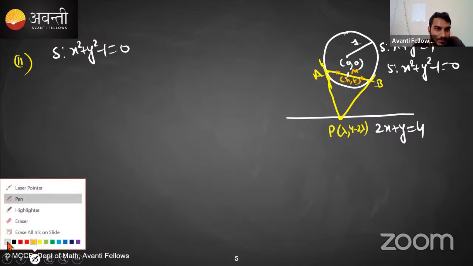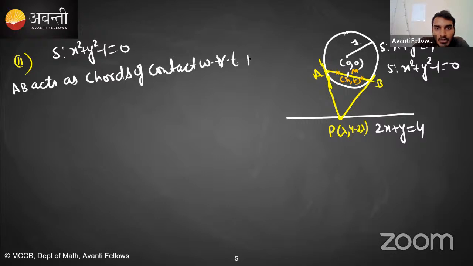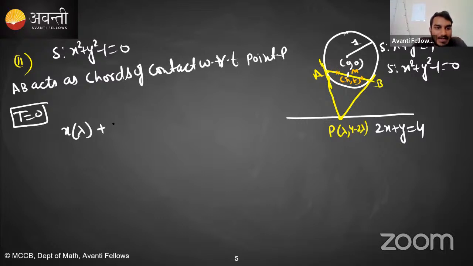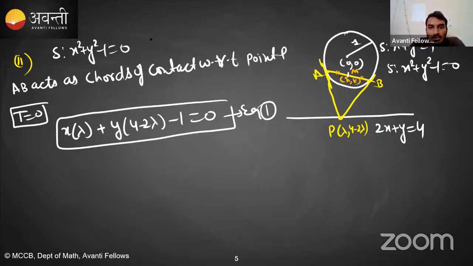So student, tell me first of all, the equation of AB acts as the chord of contact with respect to point P. Right? So write the equation of AB, T is equal to 0. What is T? Write down the equation of the tangent assuming the point P is lying on the circle. So replace x square with x x1, where x1 is lambda, plus replace y square with y y1, where y1 is 4 minus 2 lambda, minus 1 is equal to 0. So this is equation 1. Right?